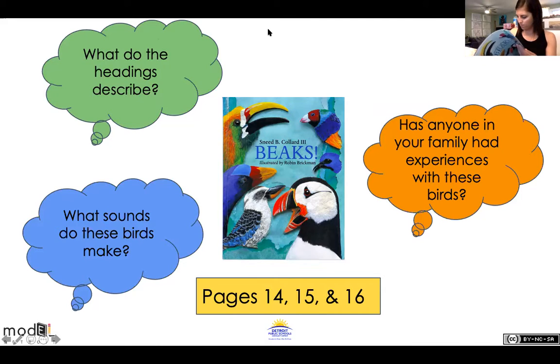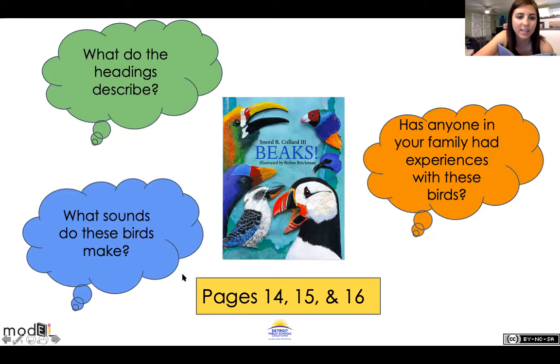All right, 14 says a stabbing beak. So what does that title describe? A beak that stabs. Page 15, a plunging beak. What do you think that beak does? Plunges. And page 16 says a prying beak. What do you think we're talking about? A beak that pries something open.